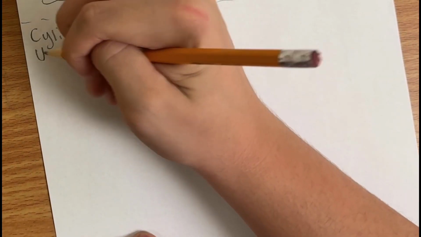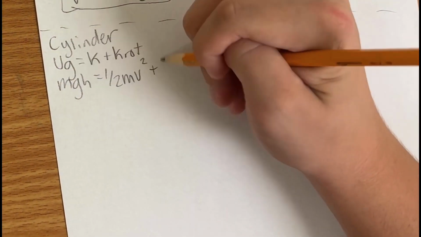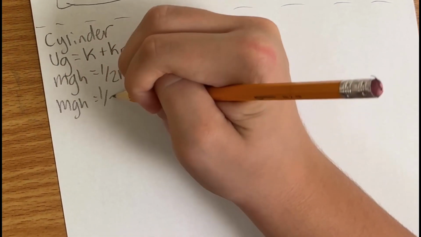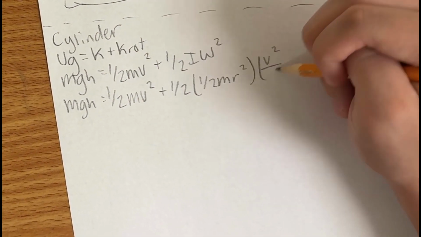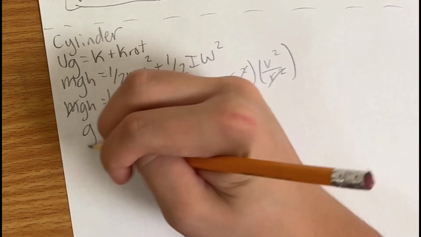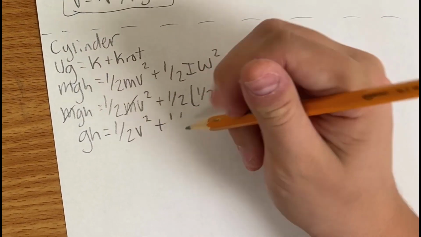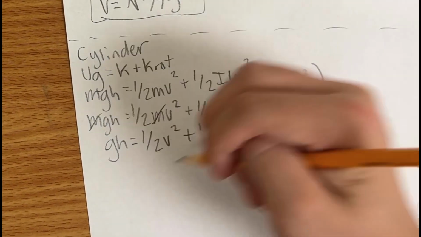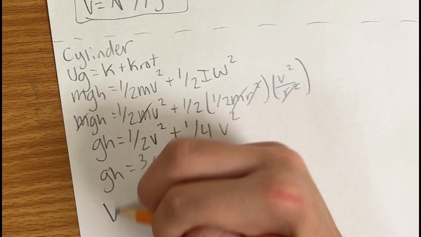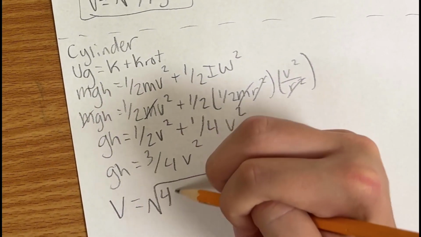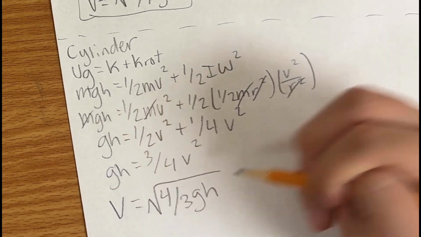Next is our cylinder formula. We do the same process as last time, but this time use a different I formula. It is 1/2 mr squared. We then cancel out our r's and we cancel out our m's, and we get gh equals 1/2 v squared plus 1/4 v squared. This ends up giving us gh equals 3/4 v squared, and finally, v equals the square root of 4/3 gh.